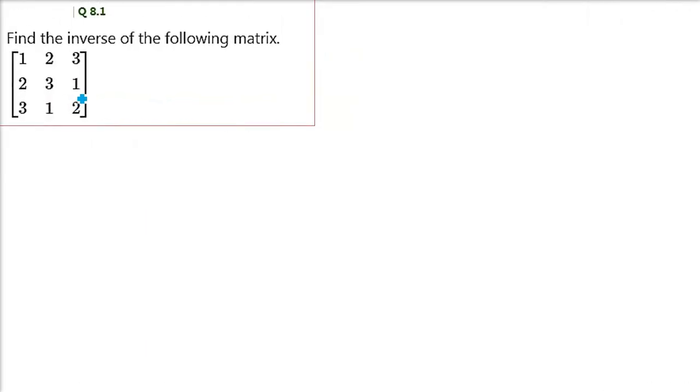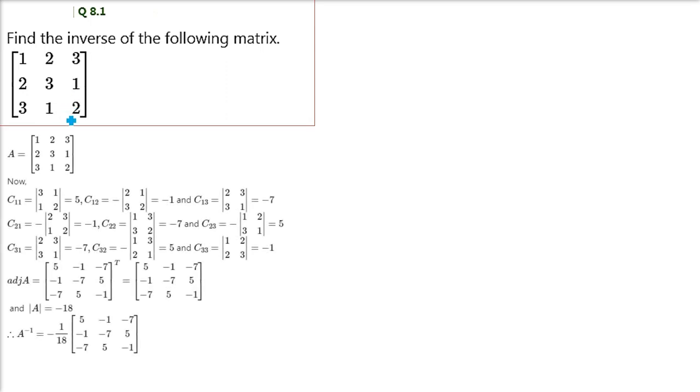Find the inverse of the following matrix. Now this is a 3 by 3 matrix. It's a square matrix. So we have a simple formula here in order to get the inverse. A inverse is nothing but the adjoint of A divided by determinant of A. So in order to compute the inverse, let us see what is the determinant, because determinant is very important. If it is 0, then inverse has a different kind of discussion. But right now, if it is 0, not possible.